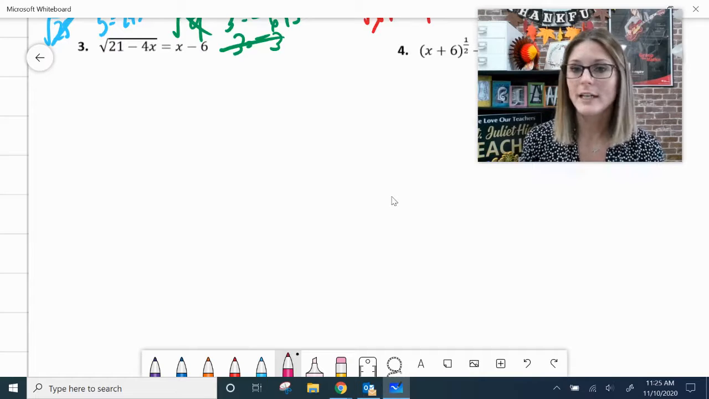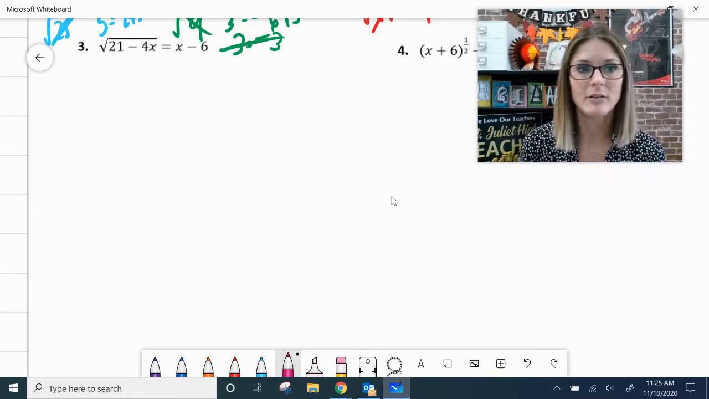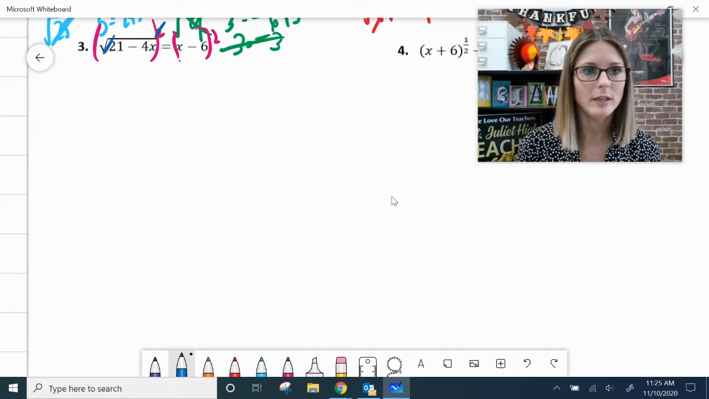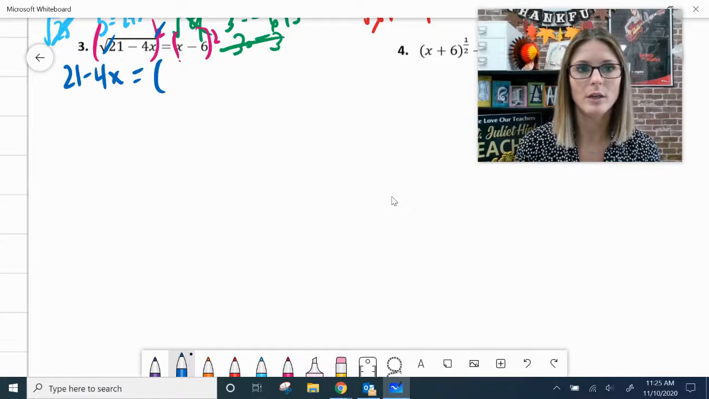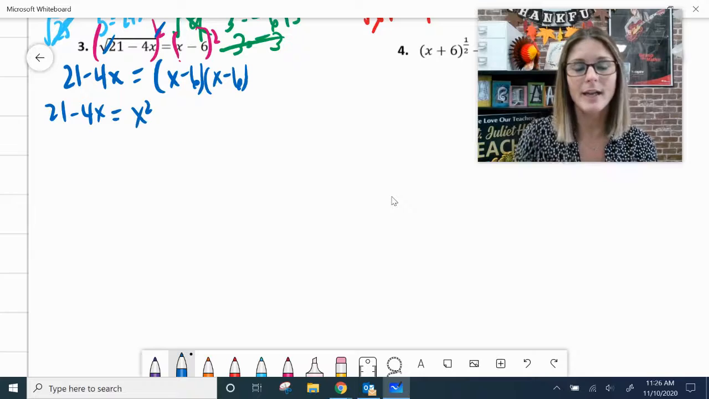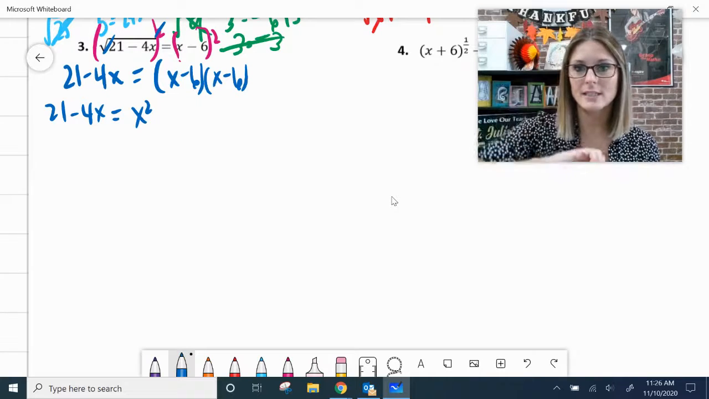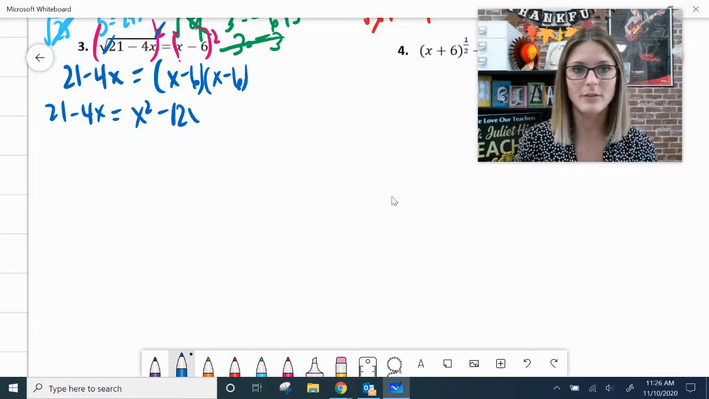Number 3, the radical is already isolated on the left side of the equal sign. So we're ready to square both sides. Squaring it gets rid of my radical, and I've got 21 minus 4x equals, you have to FOIL on this right side. 21 minus 4x equals, first terms give me x squared. Outer gives me negative 6x. Inner gives me negative 6x. So we'll have negative 12x plus 36. If I'm FOILing too fast for you, pause it, okay?